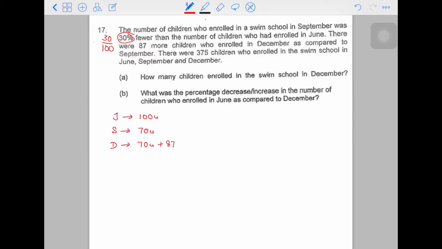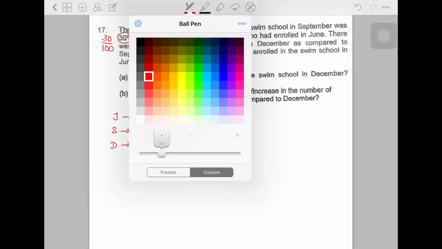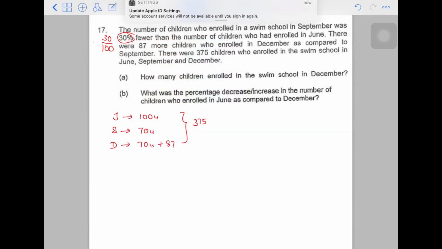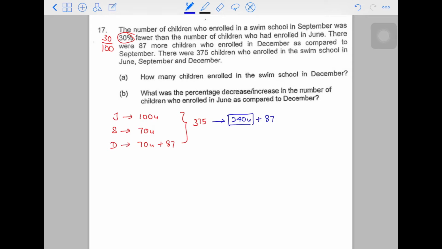Alright, so they say that there were 375 children. So total, here there is 375. And these 375 represent all the units plus the 87. So how it works now is we write it out here. Over here, this is actually your 240 units plus the 87. So you need to ask yourself this: 375 equals something plus 87. So how do you work out the 240 units? 240 units actually represents your 375 minus 87. That will give you 288.